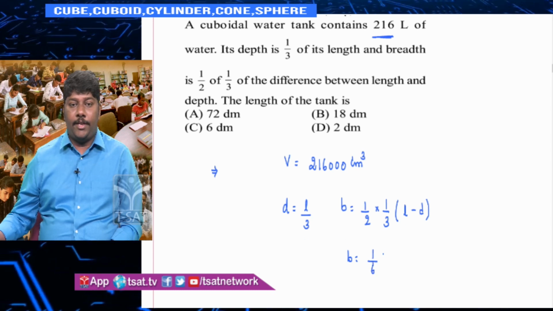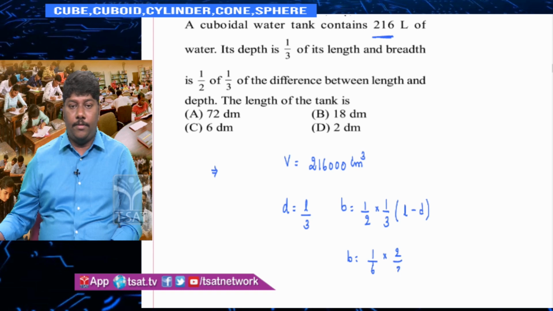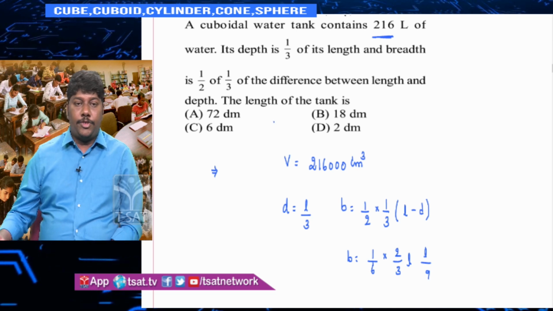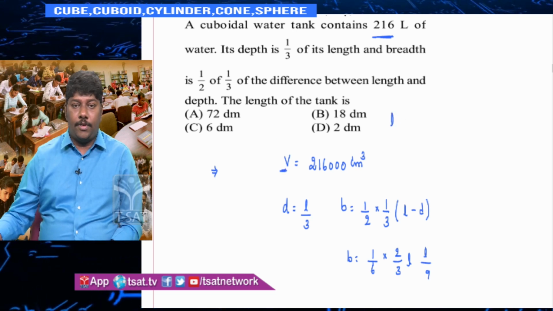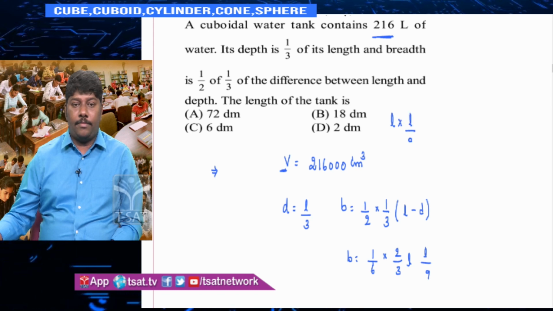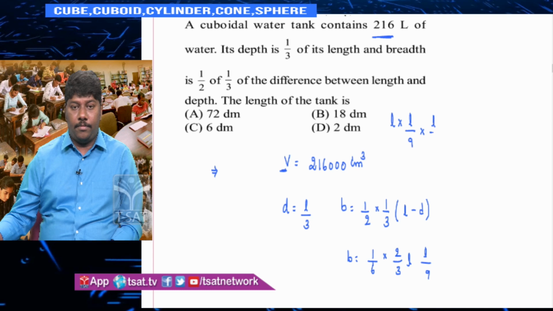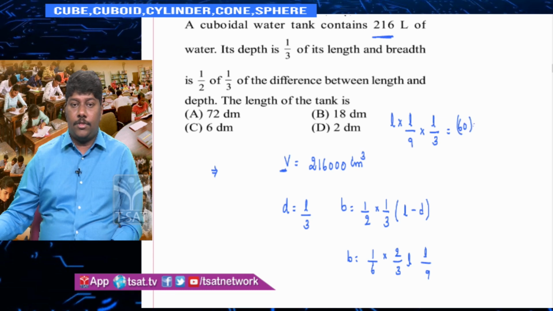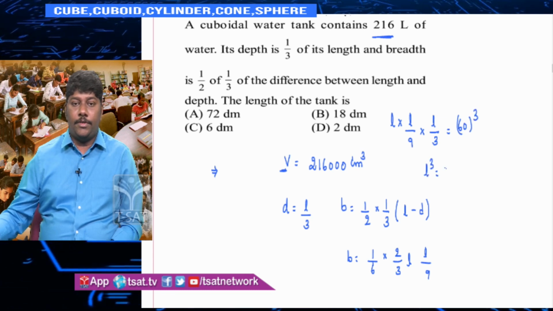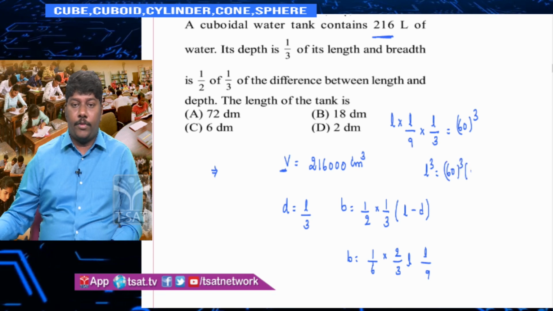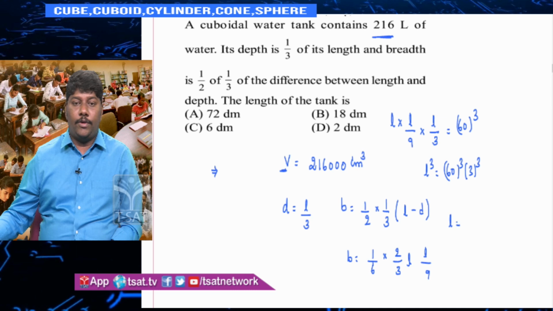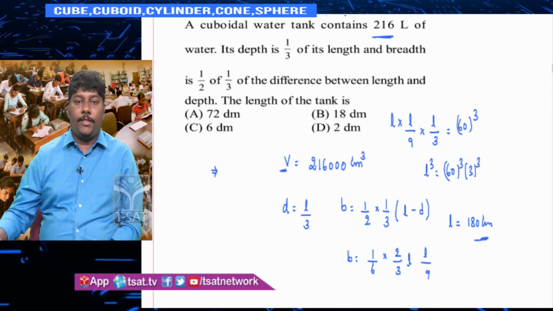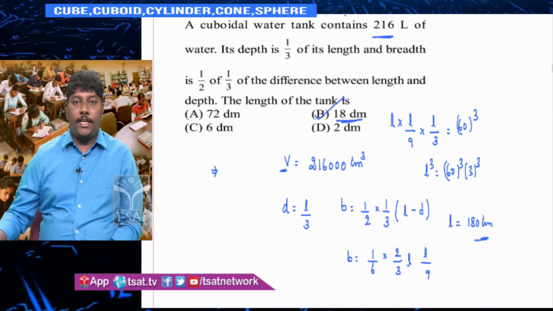L by 3. L minus L by 3 is 2/3 of L. So breadth is L by 9. Substitute in the volume. Volume is L into B into H. L is L only. B is L by 9. Depth is L by 3. You can write it as 60 cube. L cube is equals to 60 cube into 3 cube. Therefore, length is equals to 60 into 3, 180 centimeters. He is asking you length, therefore you can say 18 decimeter.